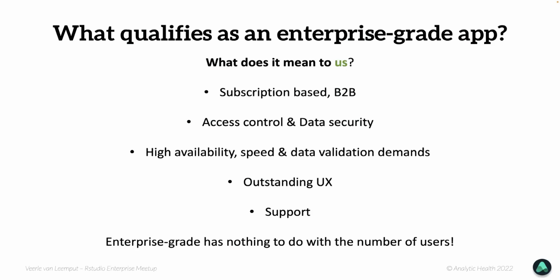For example, the applications that we are giving access to are subscription-based, and they are for the B2B market. That means that people pay for them. It's not an open source app, which also means that if you are offering your app through subscriptions, you need to have some kind of access control and extra data security. Sometimes companies also provide their own data to us, which means that we need to have a high level of data security. And because people and businesses rely upon our applications to make decisions on a daily basis, we need to have high availability, speed, and there needs to be data validation.